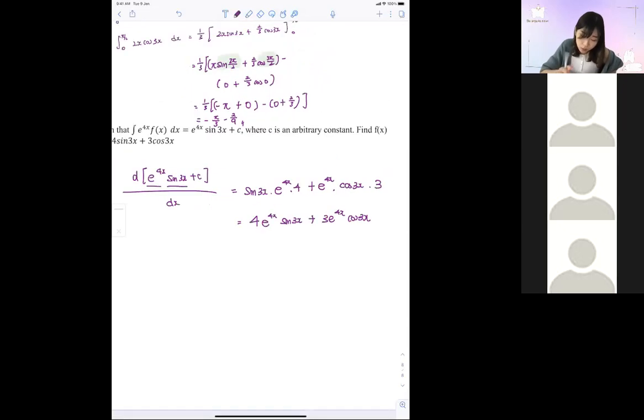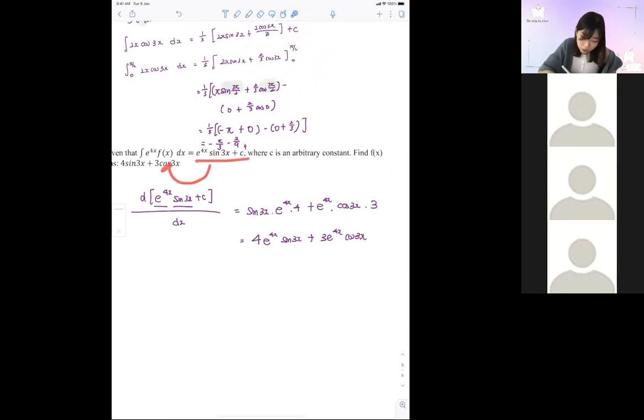Okay, so you know that differentiate of this give you this. They factorize out e to the power of 4x. You do the same. That is your answer. Okay, so fx, they want fx. Fx is equals to this one. That's it.